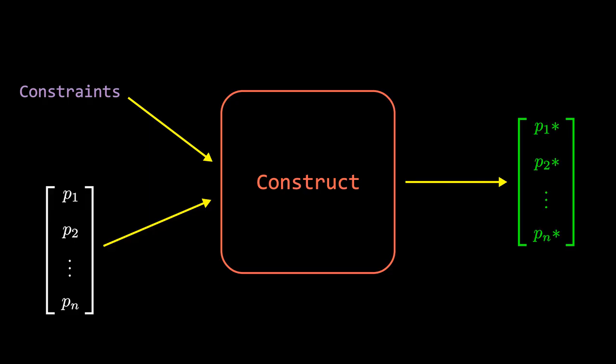But here is the key insight. These constraints are more than just restrictions. They're a form of information. They represent what we know about a system.